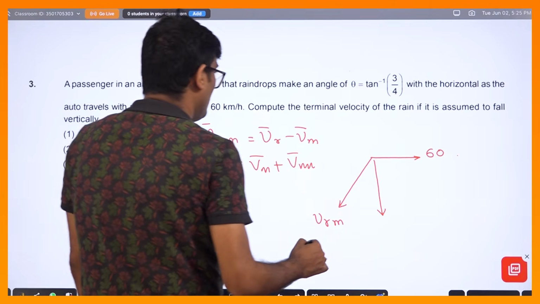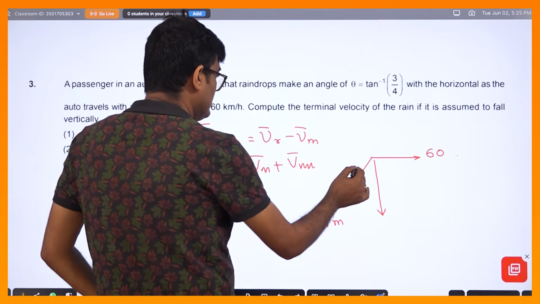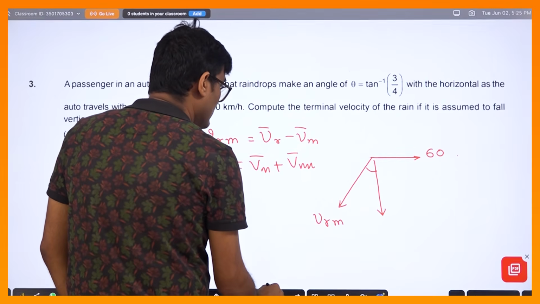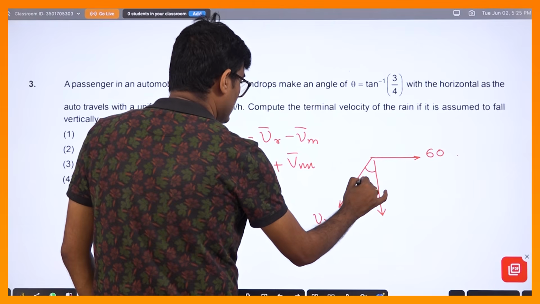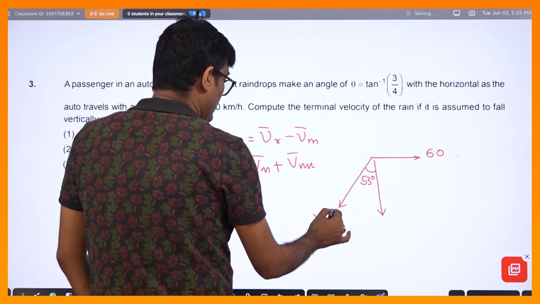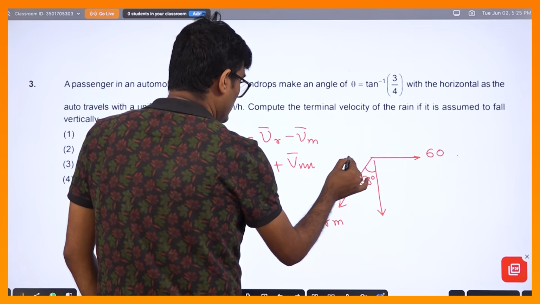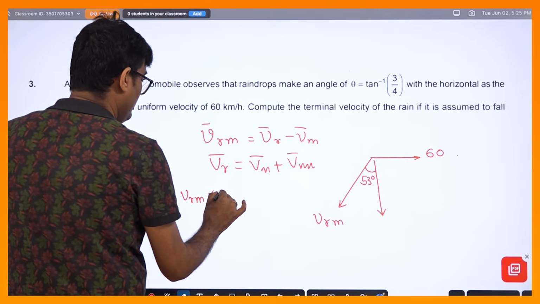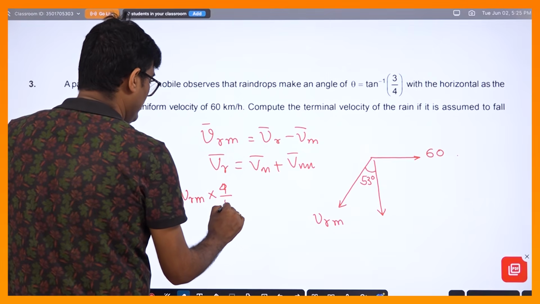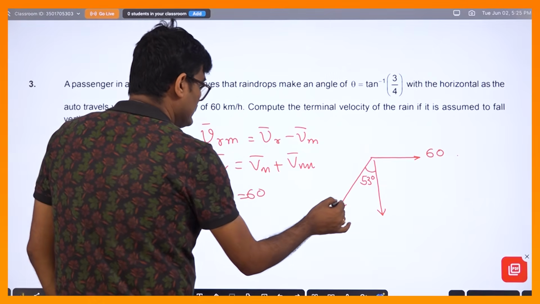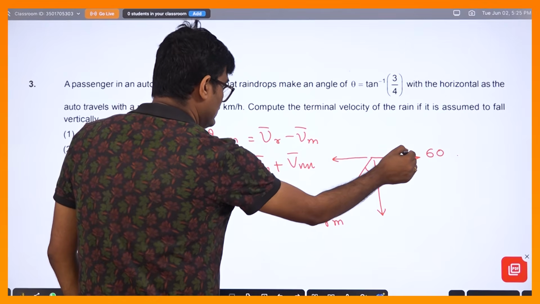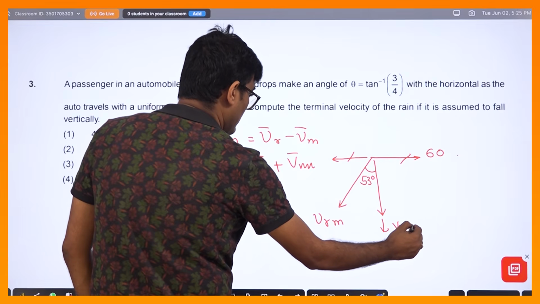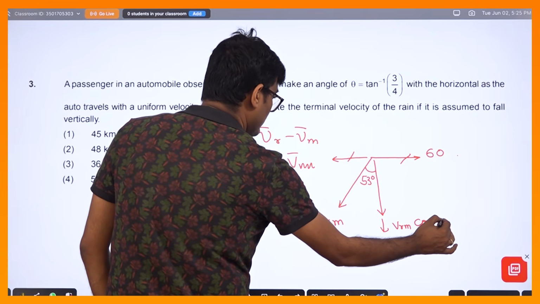So the question is, what is the velocity of rain? If this angle is 37 degrees with the horizontal, then this angle is 53 degrees, right? Then VRM into sine 53 degrees is equal to 60, because this component is completely balancing the man's velocity. Finally, the vertical component, which is VRM cos 53 degrees, is the answer for the VR.